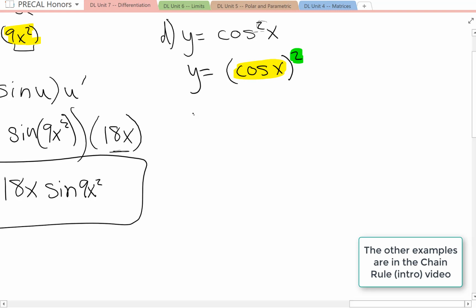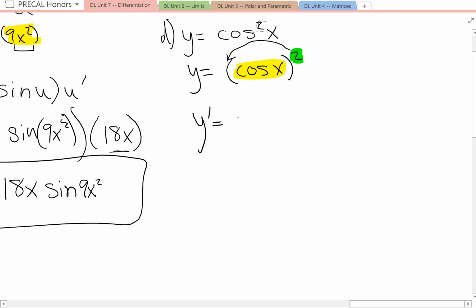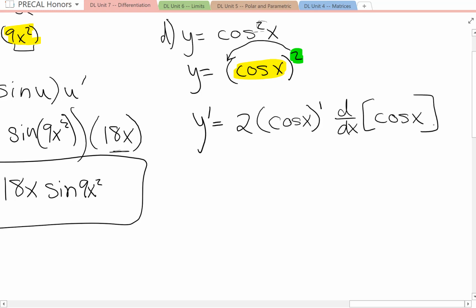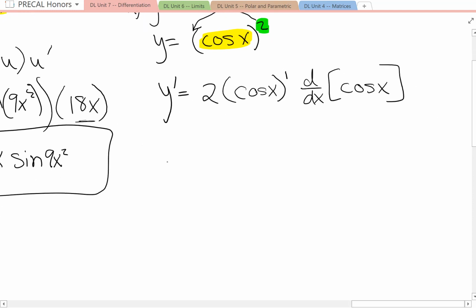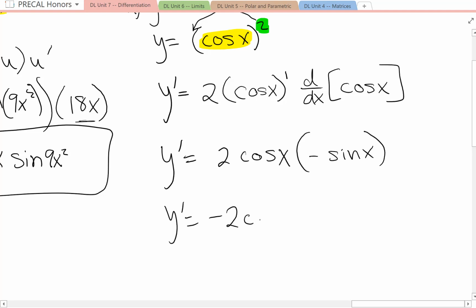So y prime is equal to the derivative of the outside times the inside. Okay, so we're subtracting 1 from 2, which is 1, times the inside. This stays the same every time, times the derivative of the inside. If you don't want to think about it in this step, you can just write the derivative notation and then evaluate it in the next one. Okay, 2 cosine x times the derivative of cosine x, which is negative sine x, simplifies to negative 2 cosine x sine x.